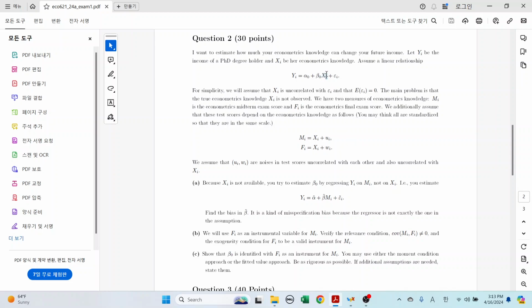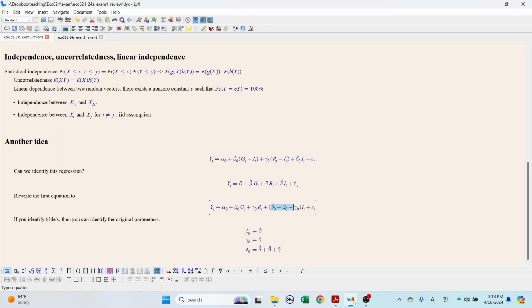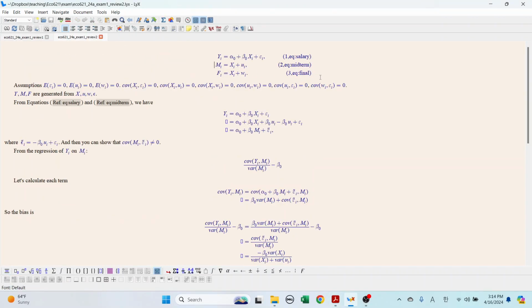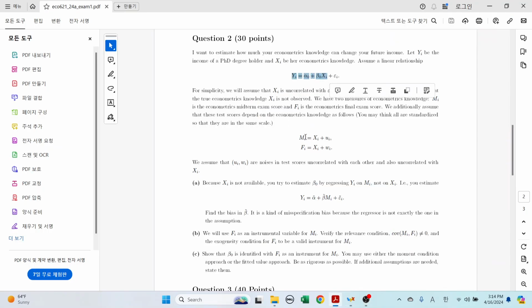But econometrics knowledge is not directly observable, and I only have econometrics test scores, midterm score and final score. How do we do this? Okay, second one. I am writing equations like this. This is the fundamental equations, by the way. These are the structural equations. These three equations define how those variables are generated.